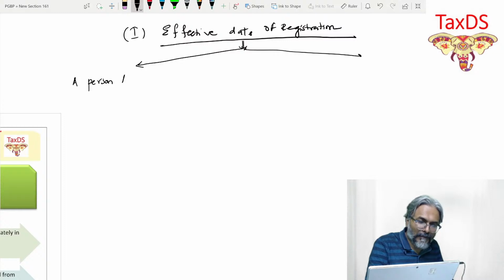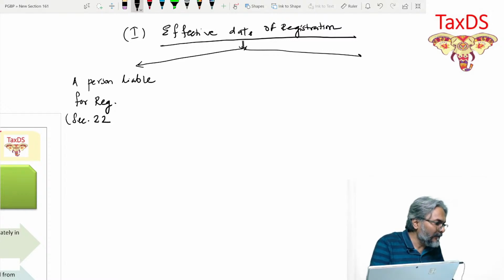Person who is liable for registration. And liable for registration would be under two sections. One is... Kavita, good morning. Liable for registration, students, is under two sections. Section 22 or the second section, 24.